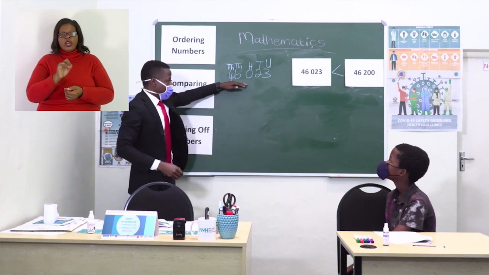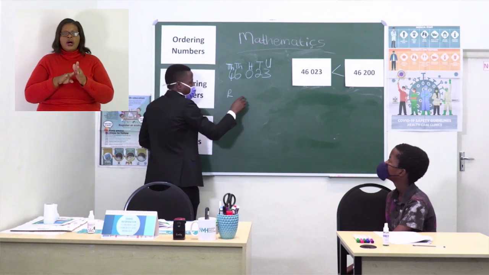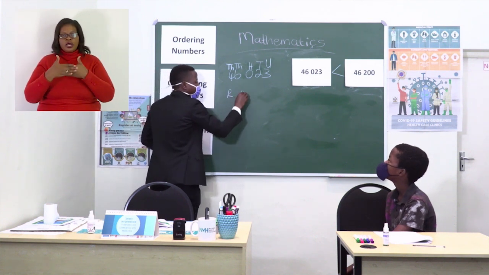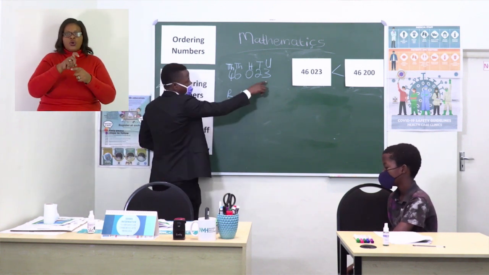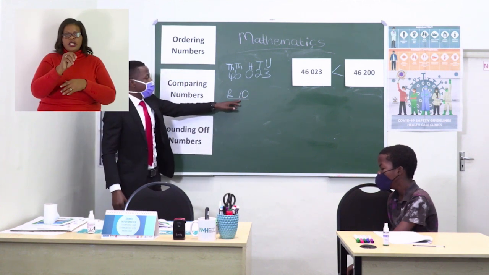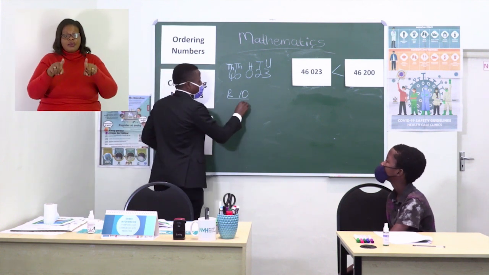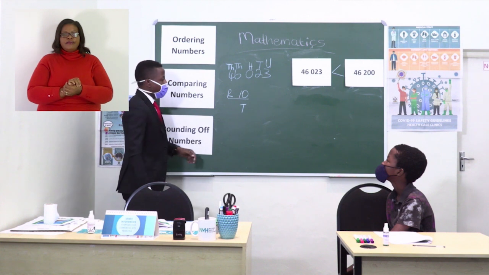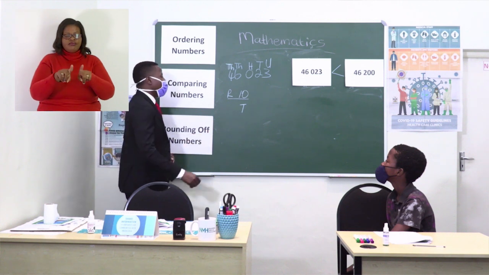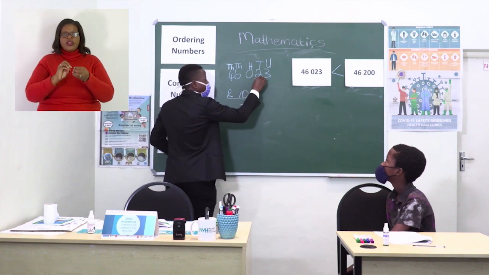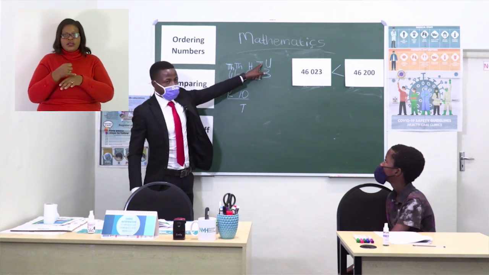If you look at these numbers, the question can come: round off the number to the nearest 10. Round off the number which you are given to the nearest 10. Remember, this 10 can also be tens, and that is the same thing. So the number we are rounding off will be 2, which is in the position of tens.